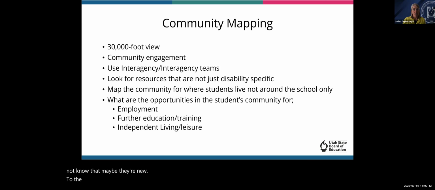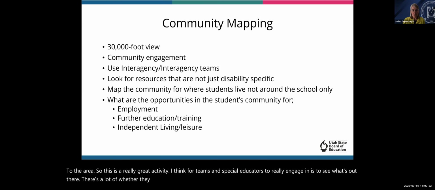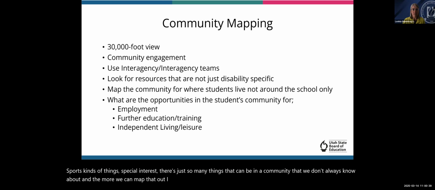So this is a really great activity, I think, for teams and special educators to engage in: to see what's out there. Whether they be religious organizations, leisure, sports, or special interests, there are just so many things in a community that we don't always know about. And the more we can map that out, the better we can do to connect those.